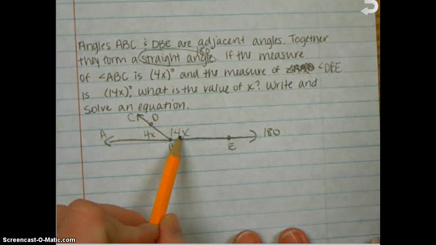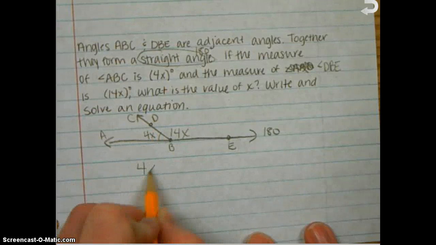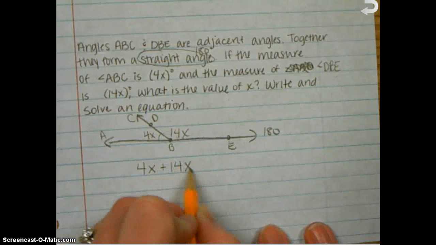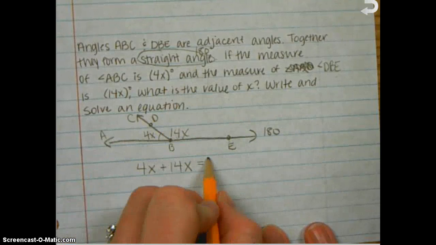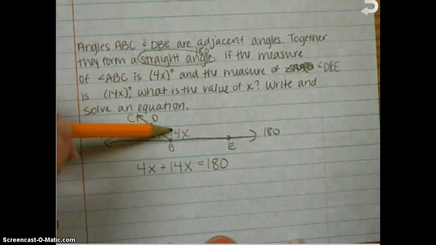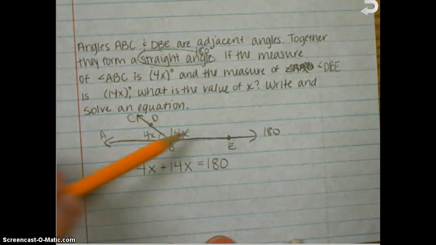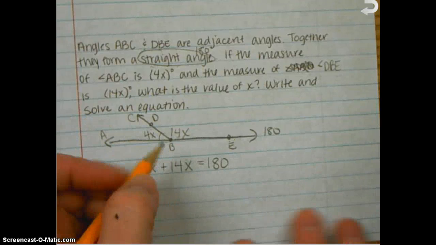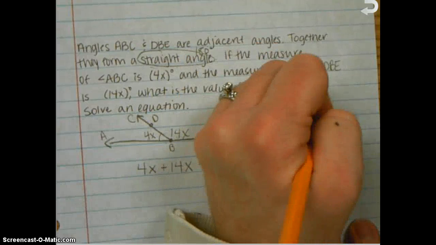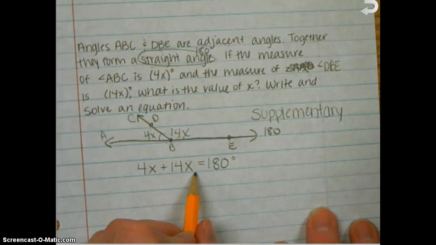So basically, now we need to know that if we have 4x, which is this angle, and this angle, which is 14x, if we add them together, it's going to be 180, because adjacent angles mean they're side by side, and together they form a straight angle, which means 180 degrees. So basically, these two angles are supplementary, meaning when you add them, they're going to be 180 degrees. So now we can solve for x.